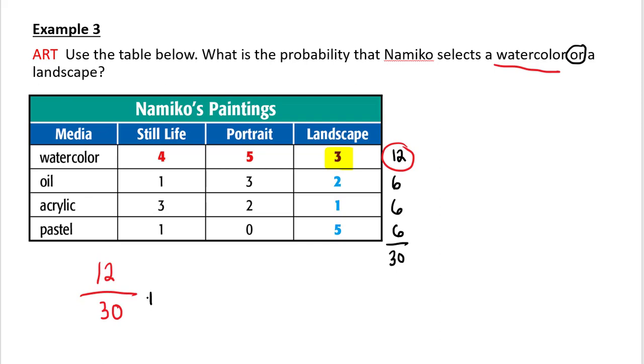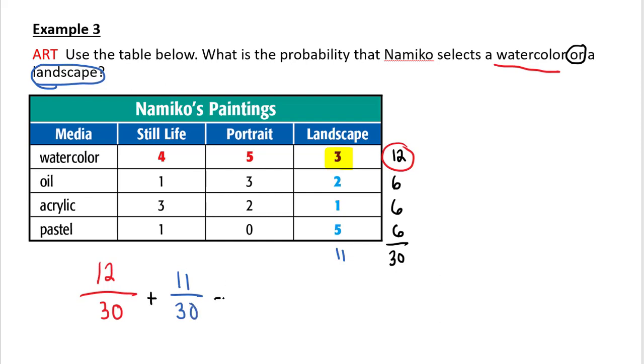I add to that the probability of a landscape. So a landscape, I have 3, 4, 5, 6. So I have 11 landscapes. So I have 11 out of my 30 paintings that are landscapes.